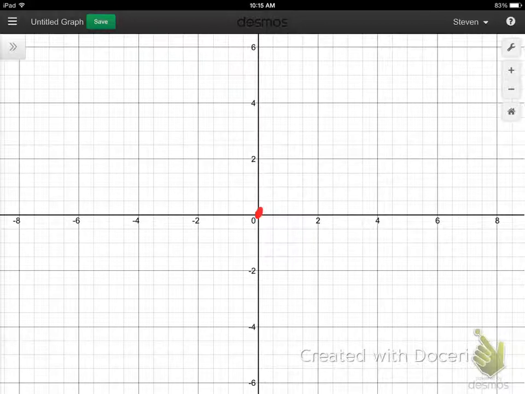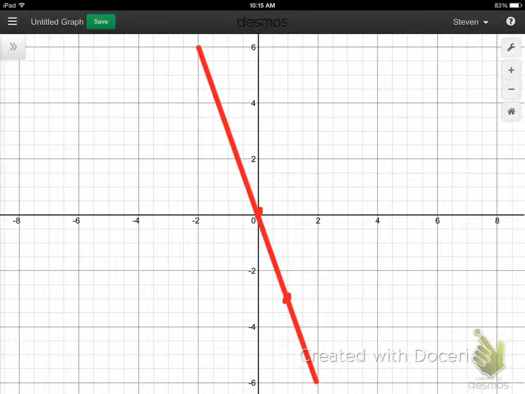So we plot our point (0, 0). We plot our point (1, -3). And then we draw the line that goes through those 2 points. Okay, and so we now have the graph of our equation.